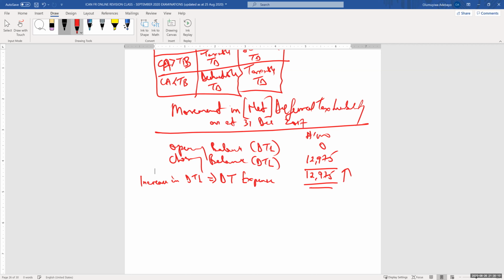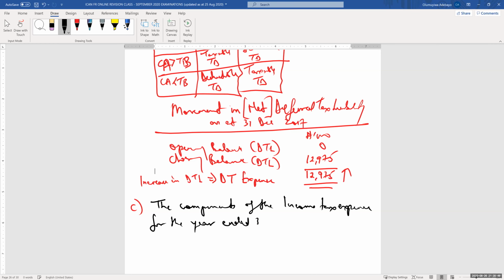Now, the C question says, we should show what is our income tax, Abi? Prepare a note showing component of income tax. I'll just come here. Tax expense for the year. I'll say the components of the income tax expense for the year ended 31st December 2017 are as follows.